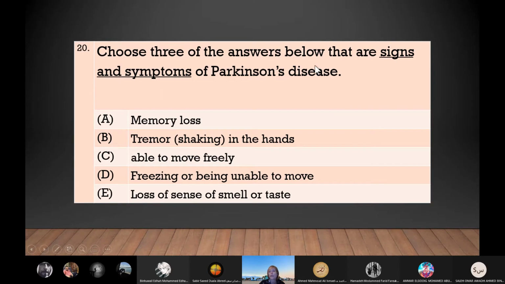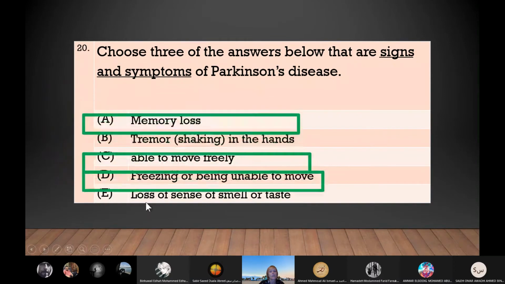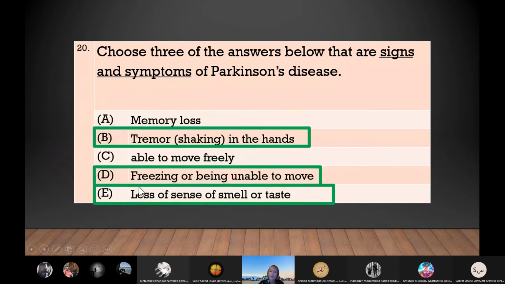Okay, so choose 3 answers below that are signs and symptoms of Parkinson's. What did we say were signs and symptoms? Tremor, shaking hands, B, freezing, D, and E. B, D, and E. Well done. So freezing, not able to move, losing your sense of smell and taste, and also shaking.